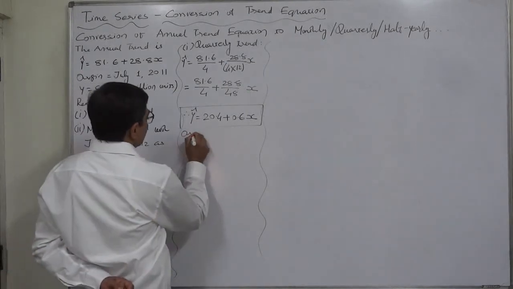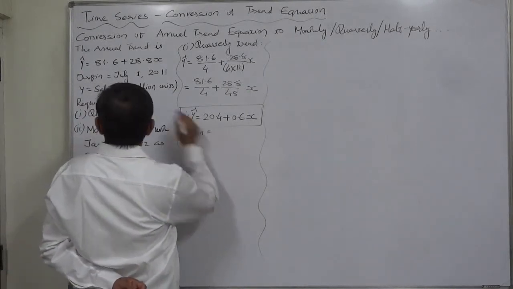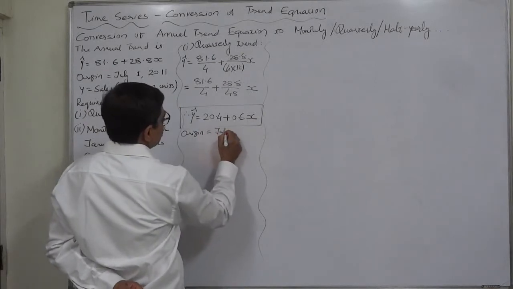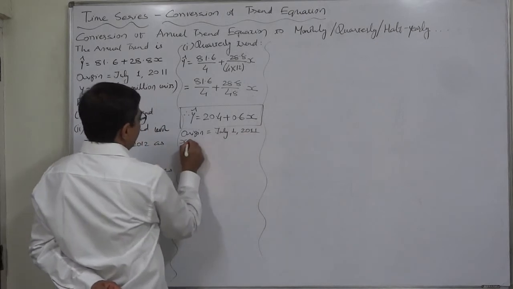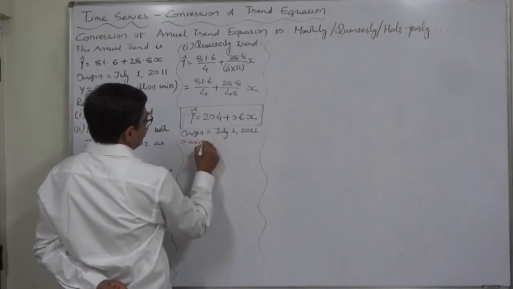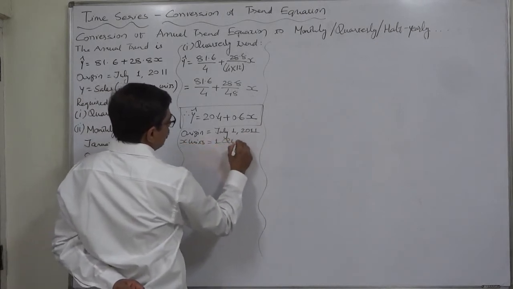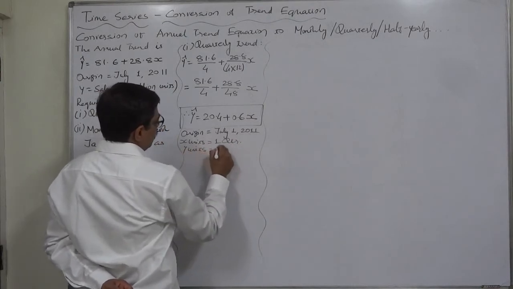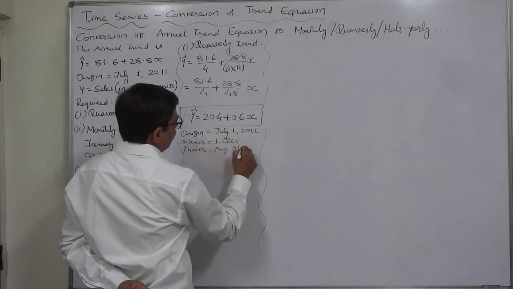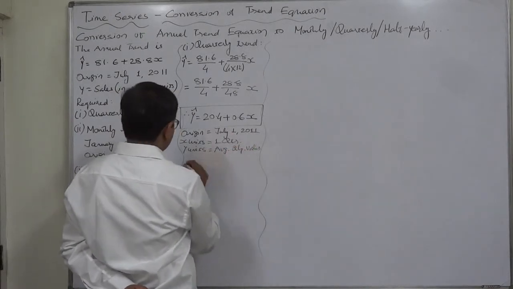Origin same, July 1, 2011. X units 1 quarter and Y units average quarterly values. Okay.